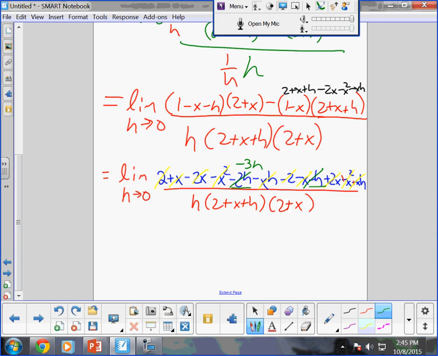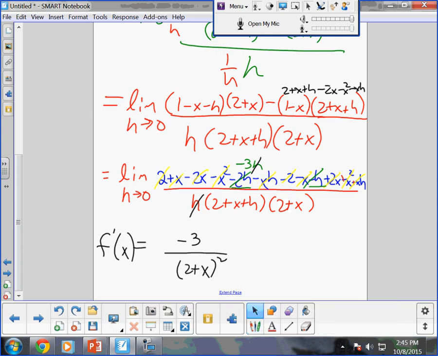So the top becomes that. Now the h cancels, and that's what we're after. Because the second I do that, I can now plug 0 in for h. And this becomes negative 3 over 2 plus x quantity squared. And we just found f prime of x.